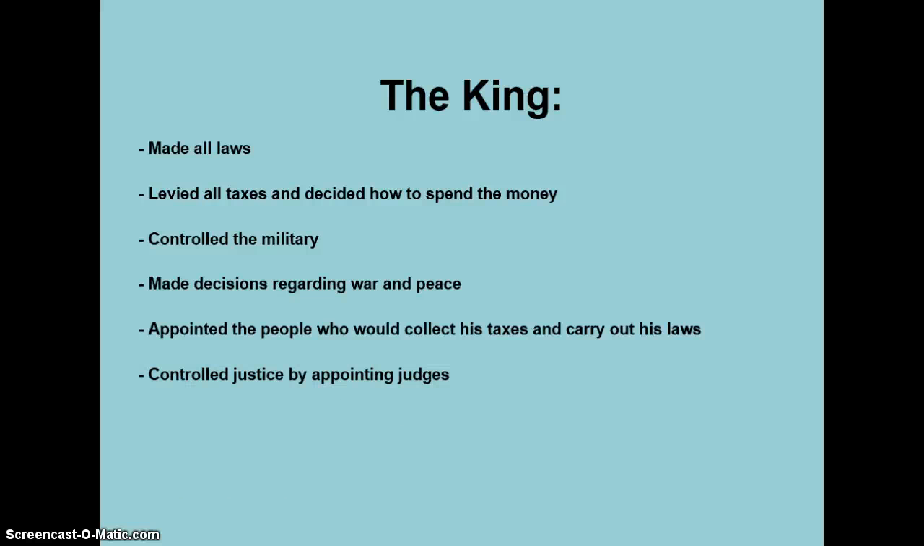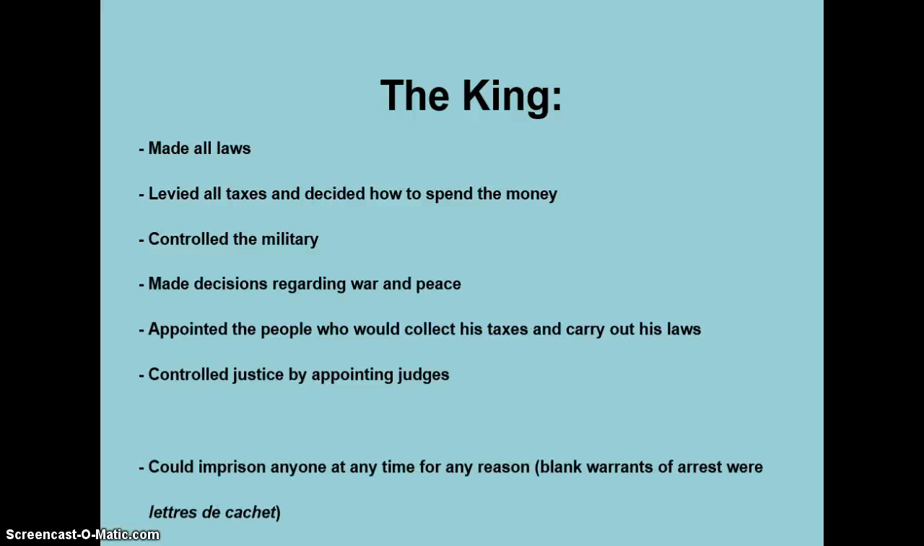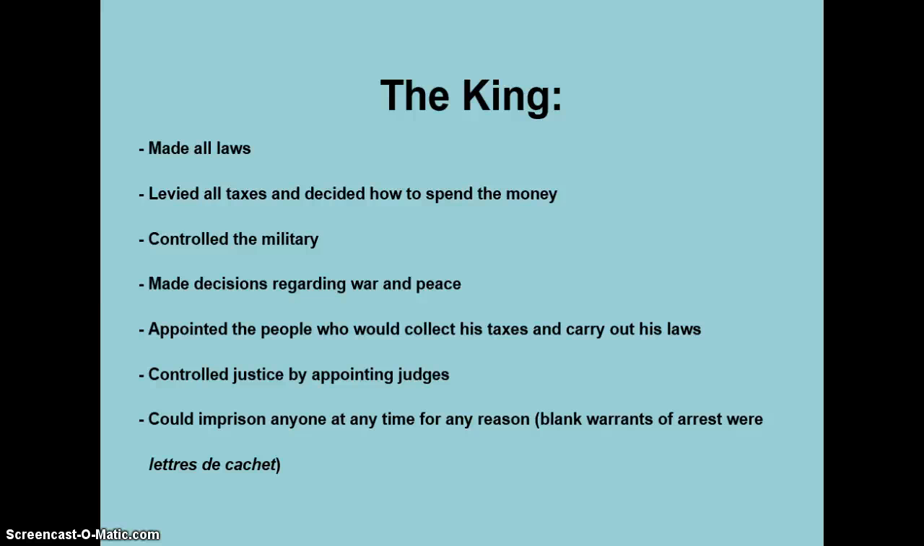He controlled all justice by appointing judges. So where there were courts within France, the king made sure that all judges were appointed by himself, and so always ruled in the king's favor. And he could imprison anyone at any time for any reason. In other words, there were blank warrants. A king could decide that a particular citizen should be arrested, and that would take place. Can you imagine something like that taking place in Canada? It wouldn't be possible.